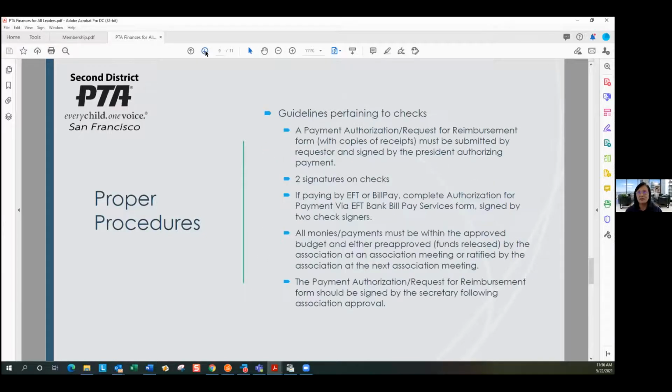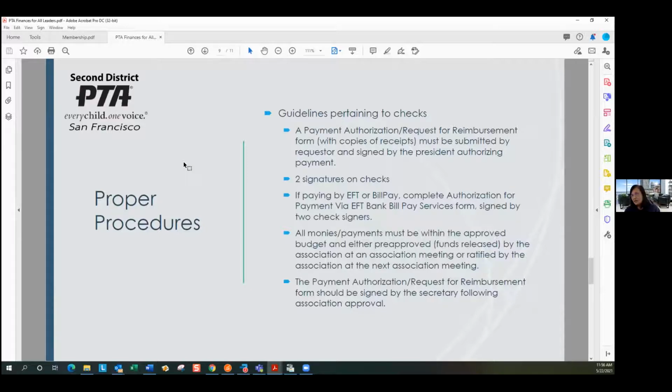The guidelines pertaining to checks. So again, you want to make sure that every check request comes with a payment authorization and request for reimbursement form with copies of receipts attached to it. This form should be signed by the president authorizing the payment. And once you receive that, you can issue the check with the 2 signatures.